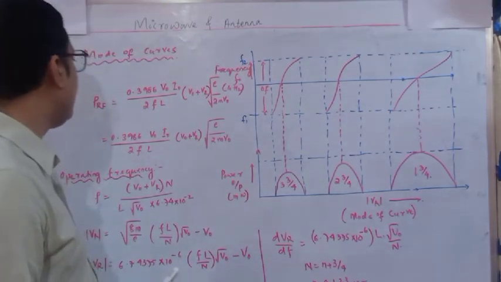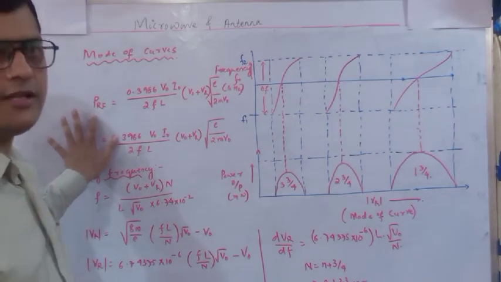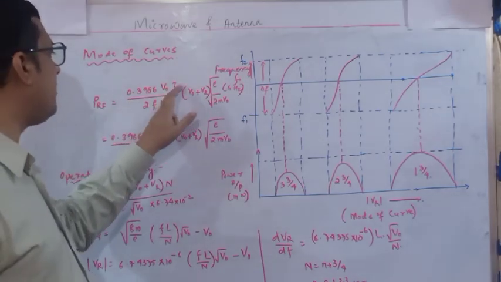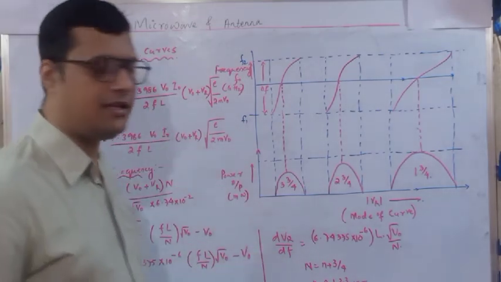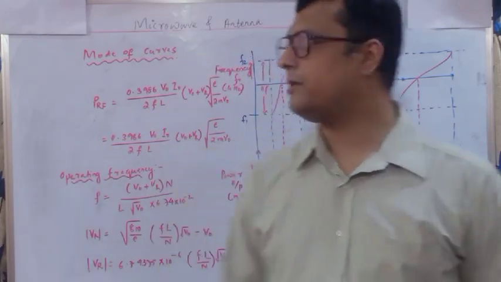Now here I have considered the RF output power, because my motive is to generate the RF output power. So what is our relation? It is 0.3986 V naught I naught. Now from where did this 0.3986 come? It is the optimum value. The optimum value of what?